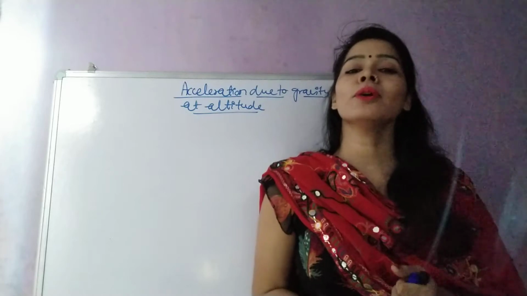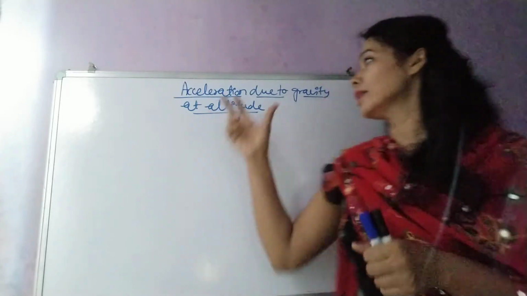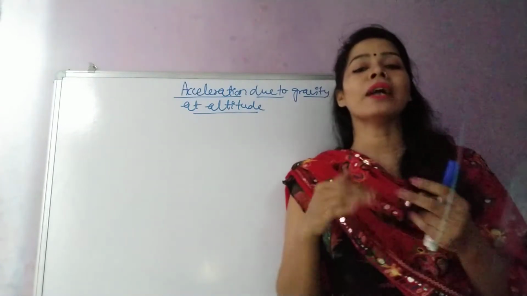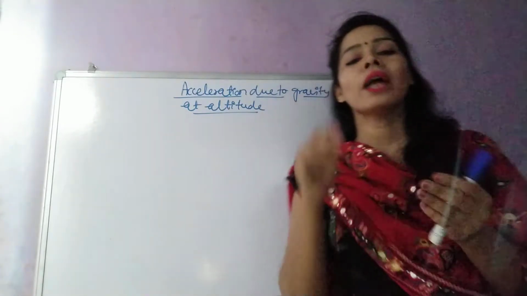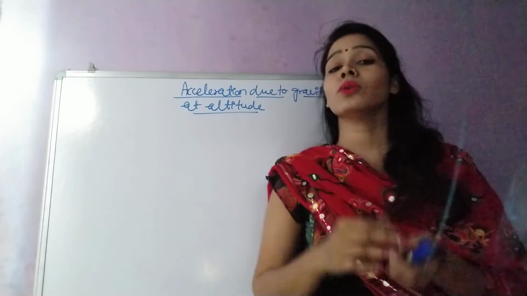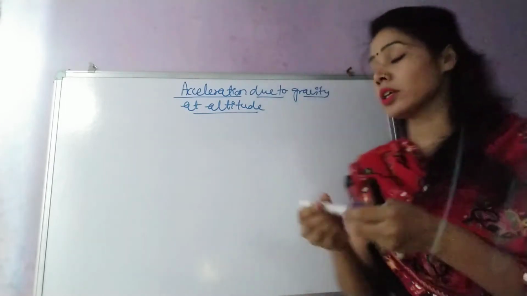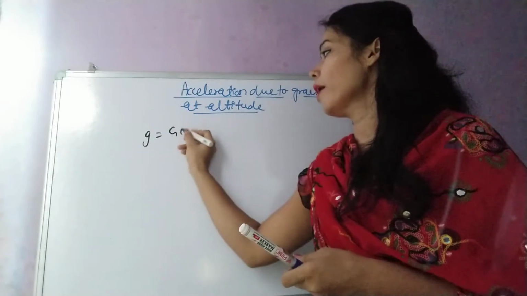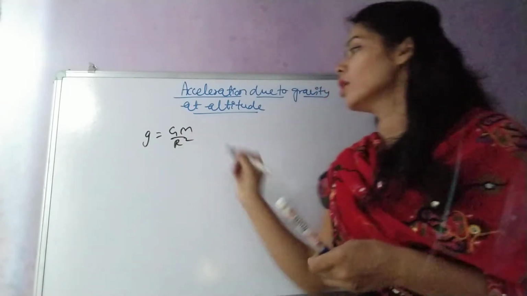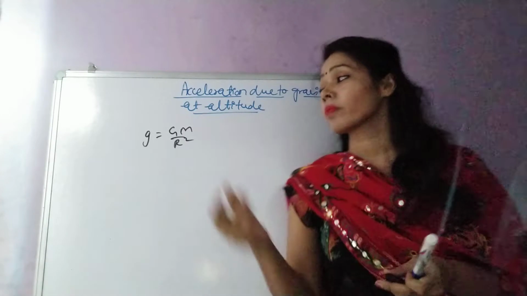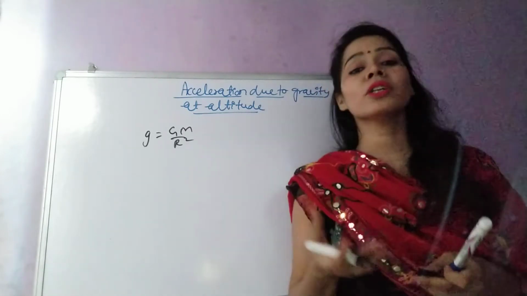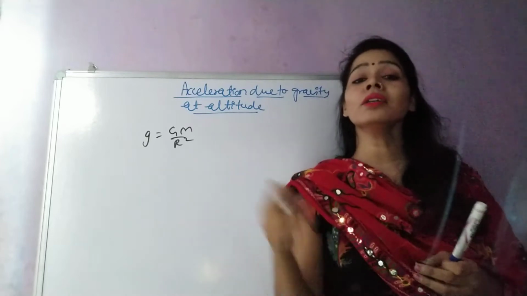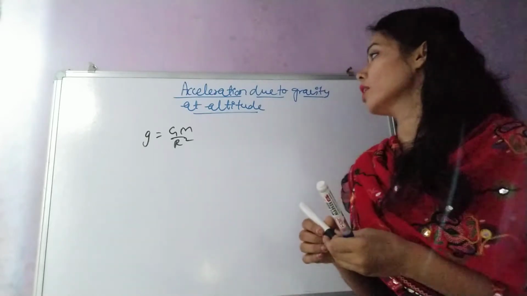In today's video, I am going to explain acceleration due to gravity at an altitude. At a certain altitude means what you know? At a certain height. At the Earth's surface we have studied the acceleration due to gravity is g equals GM by R square. Now we will try to find what would be the acceleration due to gravity at a certain altitude. So let us try to find it out.